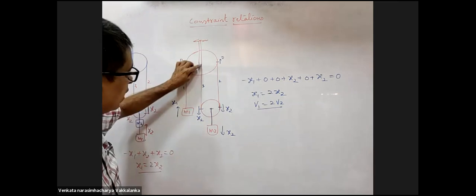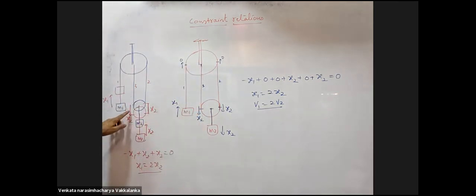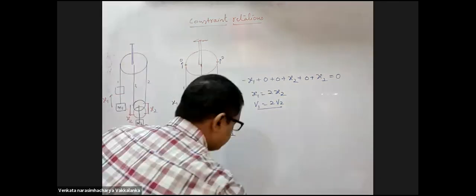Segment 3: one end is fixed, the other end is not fixed. It is going down. Have a look at this diagram. Segment 3, this end is going down. Can I rub the board? Yes, sir.